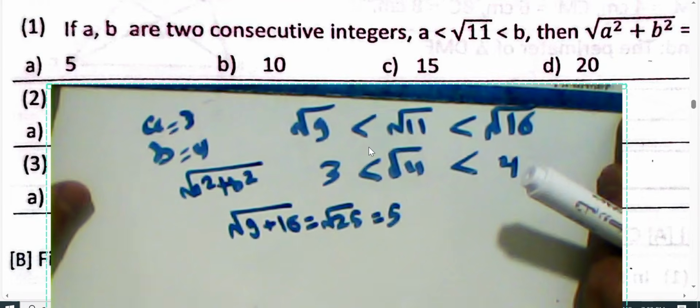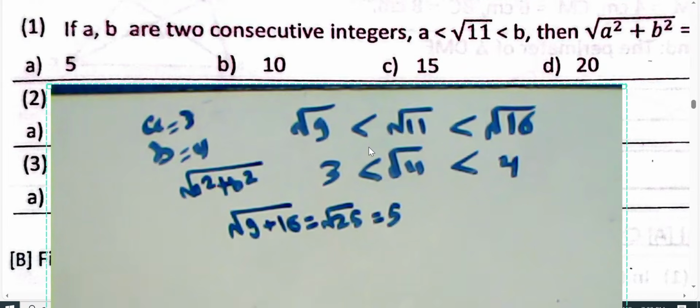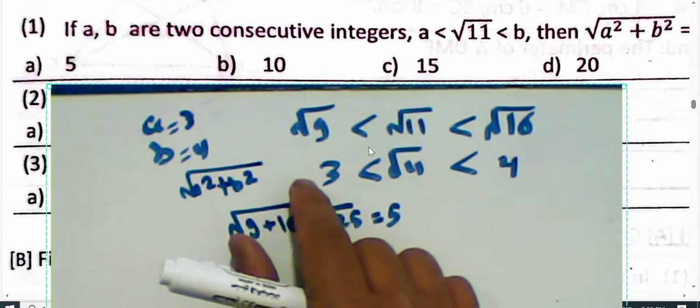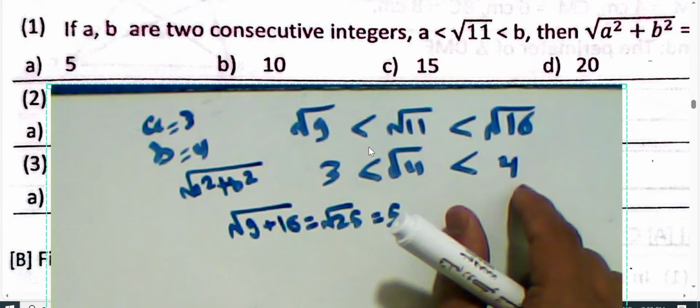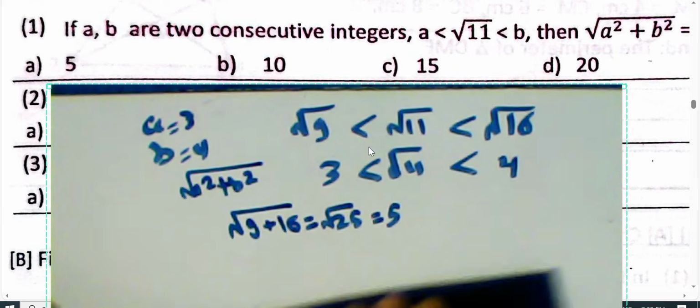You can solve the example by calculator also. Find square root of 11. The answer lies between 3 and 4. Then the integer here will be 3 and the next integer will be 4. We have consecutive integers 3 and 4. Then the answer will be 5. Square root of A power 2 plus B power 2.